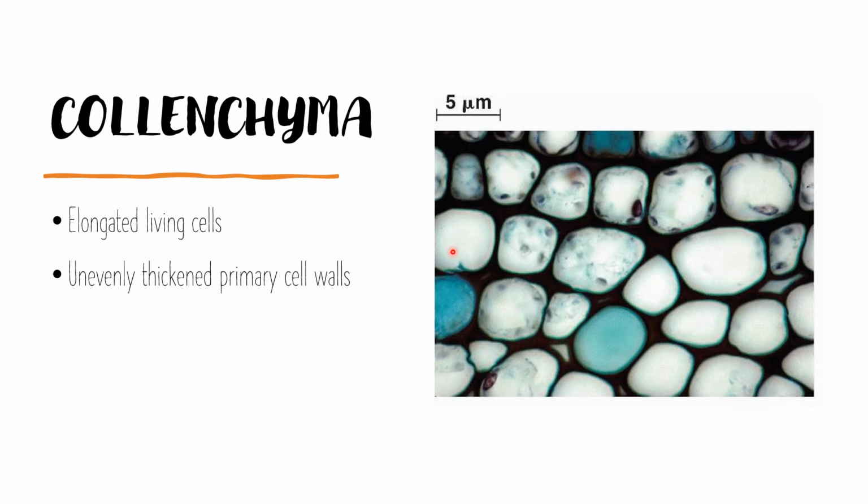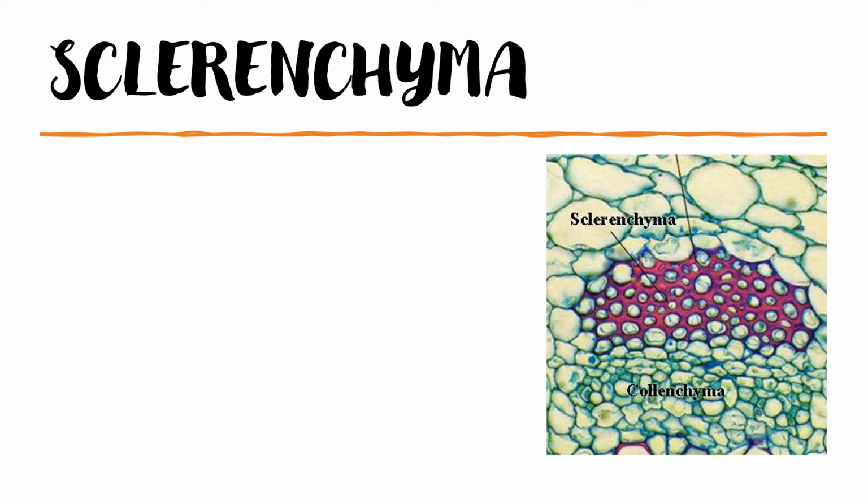So, like what I mentioned earlier, take note also of the cell walls of collenchyma cells, because as compared to the parenchyma cells, which have thin cell walls, collenchyma cells can be distinguished by their uneven, thickened primary cell walls. Okay, next we have sclerenchyma.